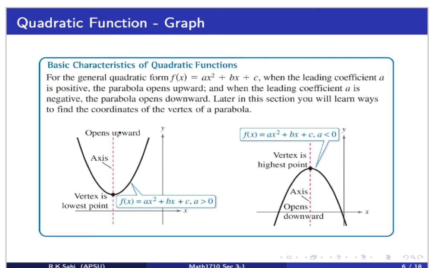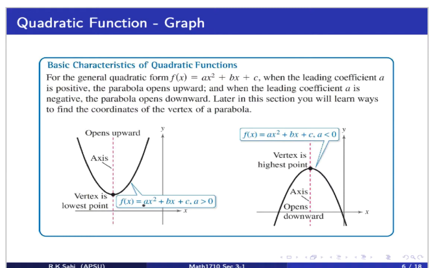Okay, suppose this is our function ax squared plus bx plus c. Now over here, notice the leading coefficient is a. The leading coefficient is the constant term multiplied to the highest power of x. So here the highest power of x is 2, and the coefficient of x squared is a over here.